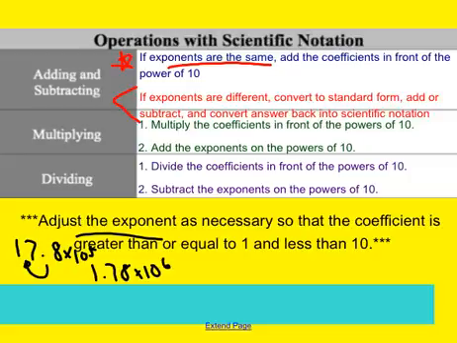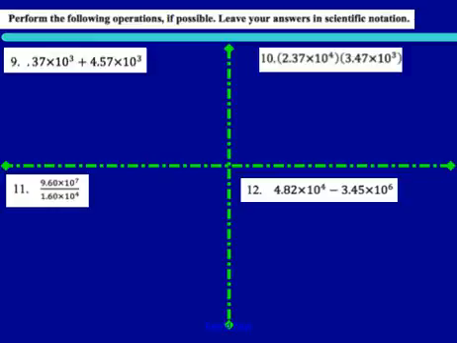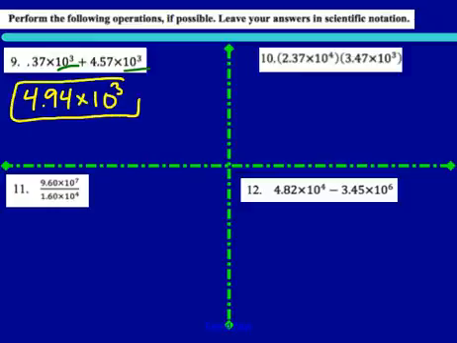So let's do some examples. 0.37 times 10 to the 3rd plus 4.57 times 10 to the 3rd. First thing I see is these exponents are the same. Alright? So then when I see those exponents are the same, I'm just going to add straight across. It's going to be 4.94 times 10 to the 3rd. There's nothing flashy about that one. Alright, 10 to the 3rd stays the same, and then 4.57 plus 0.37 is going to be 4.94.